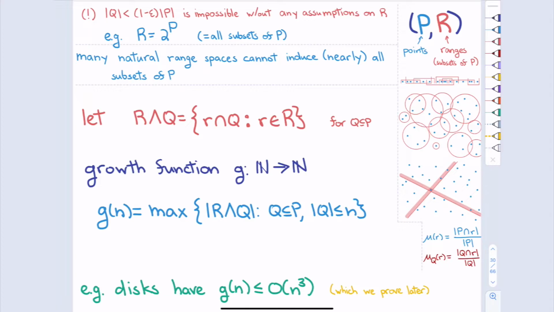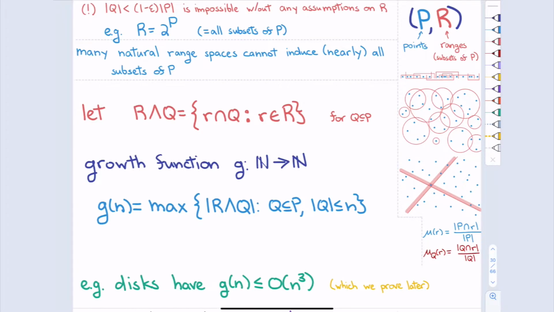For example, and we'll prove this, if you're doing disks in a plane and you have n endpoints, you can actually only generate about n cubed distinct overlap subsets. You're not at all generating all 2 to the n. We'll do that at the end. That's the geometric aspect. For now, we're just going to assume that the range space has some nice growth function and see what we can do probabilistically.